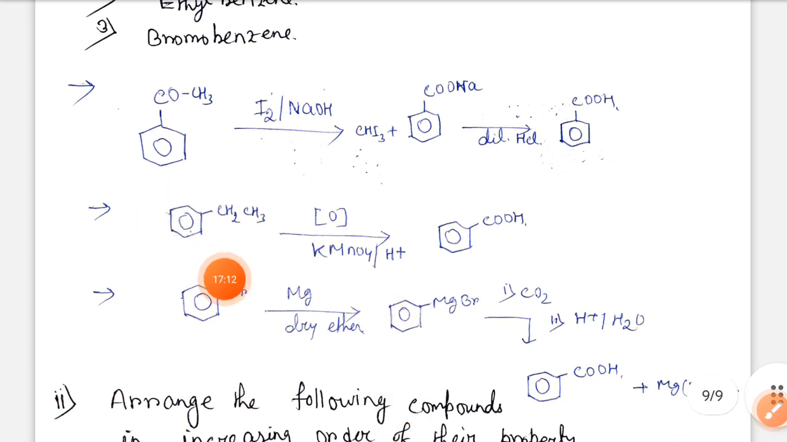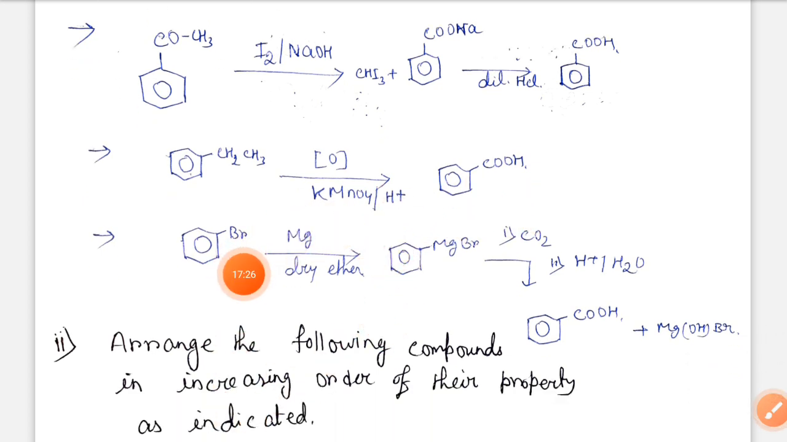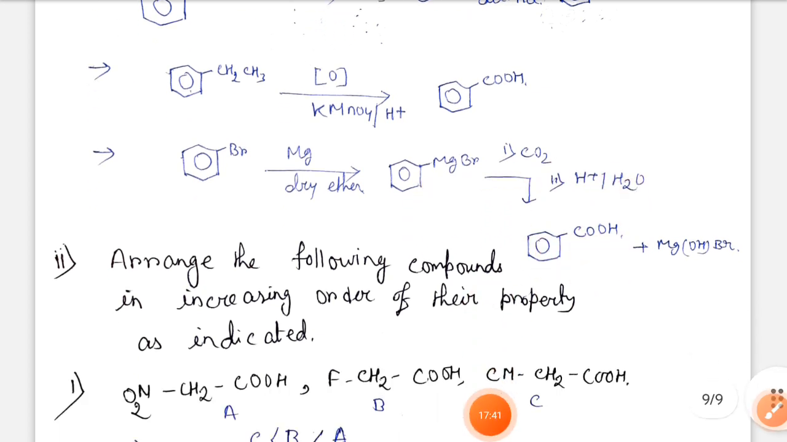Next, ethylbenzene. If we oxidize this in the presence of KMnO4 and H+, the CH2CH3 is oxidized to COOH. Then benzoic acid is formed. Next, if we add bromobenzene to magnesium in dry ether, then phenylmagnesium bromide is formed. If we add CO2, then nucleophilic addition takes place here, and benzoic acid is formed.